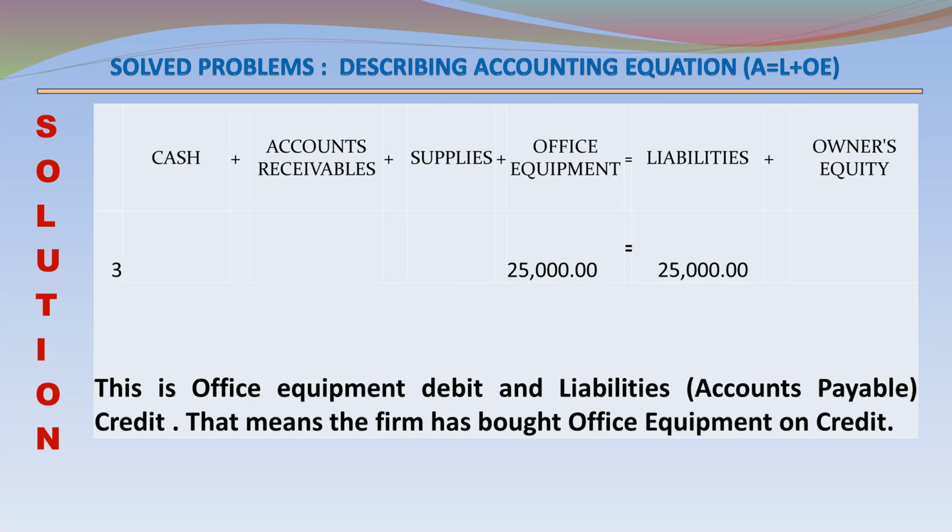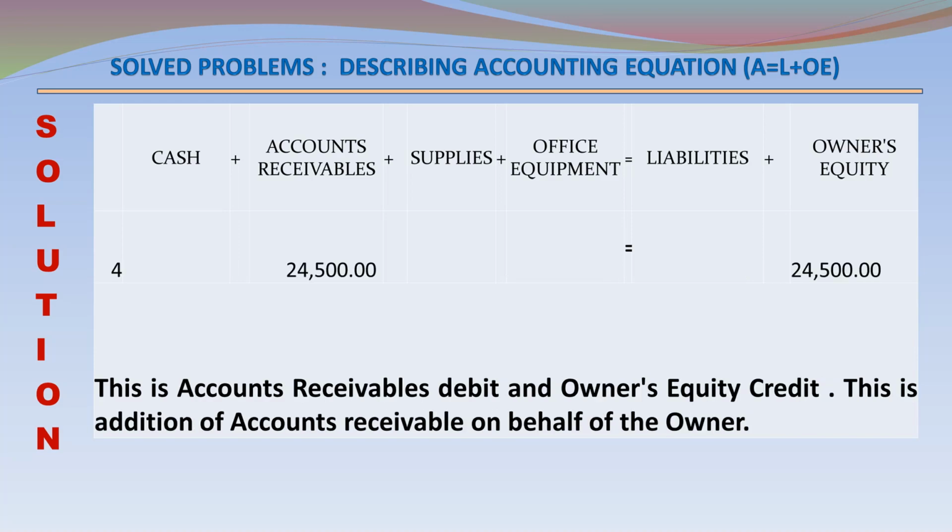Third transaction, 25,000 office equipment and liabilities 25,000. This is office equipment debit and liabilities accounts payable credit. That means the firm has bought office equipment on credit. Transaction number 4. 24,500 accounts receivable and owner's equity 24,500. This is accounts receivable debit and owner's equity credit. This is addition of accounts receivable on behalf of the owner.